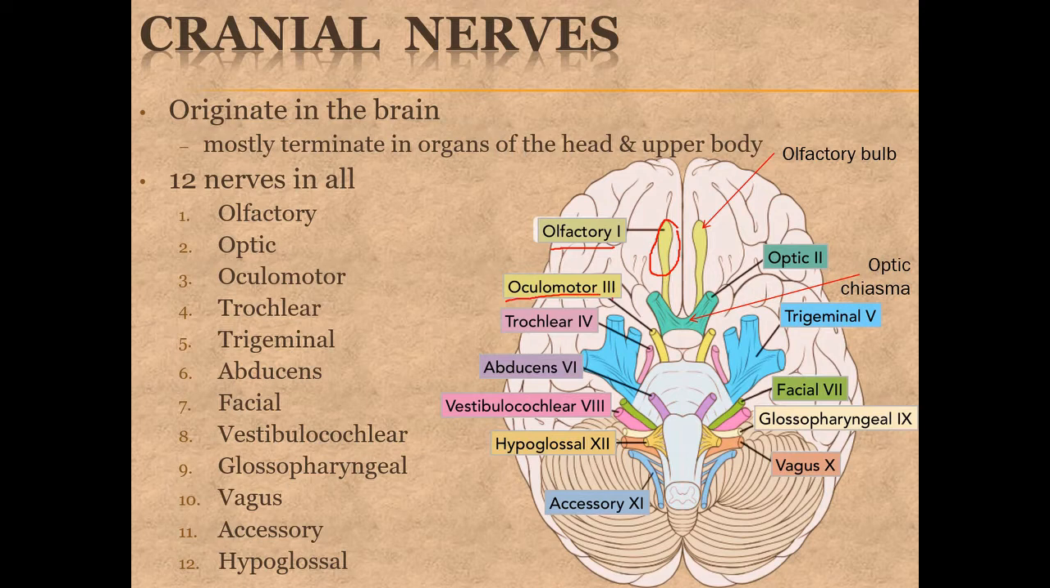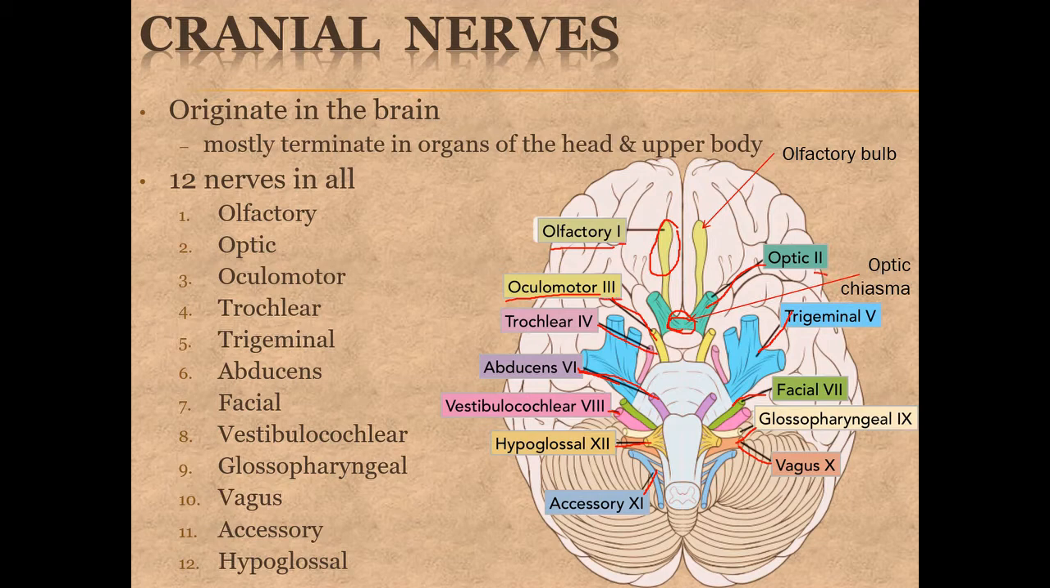The oculomotor, which is right here. Optic. Your optic chiasm is right here. Trochlear, abducent, vestibulocochlear, hypoglossal, accessory, your vagus, glossopharyngeal, facial, trigeminal. Okay, and you will notice that each of these are numbered.